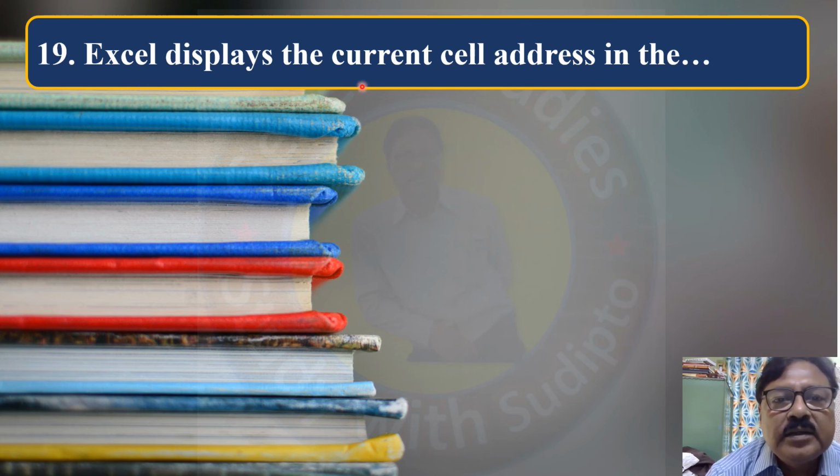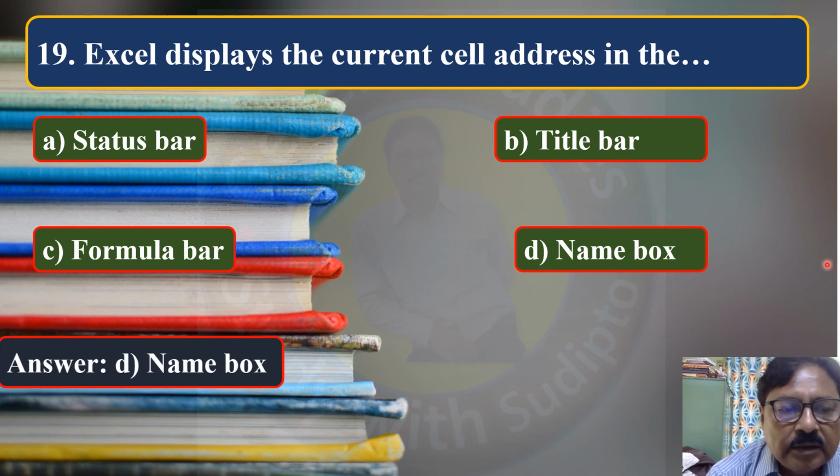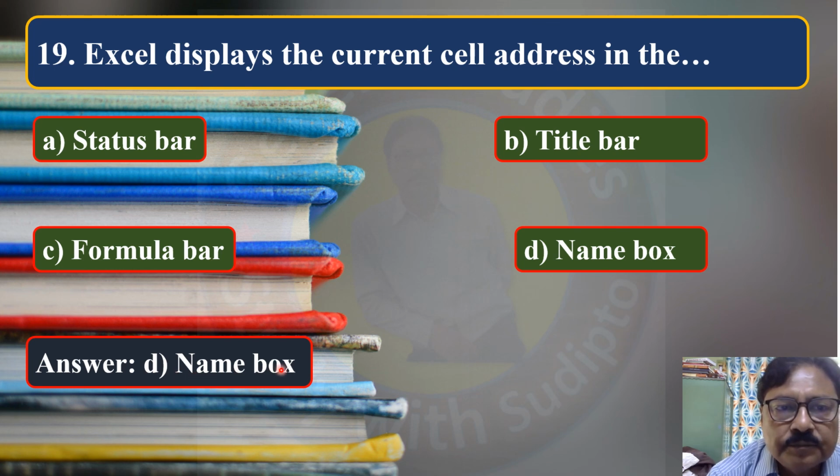Excel displays the current cell address in the: option A status bar, option B title bar, option C formula bar, option D name bar. The correct answer is option D, name bar.